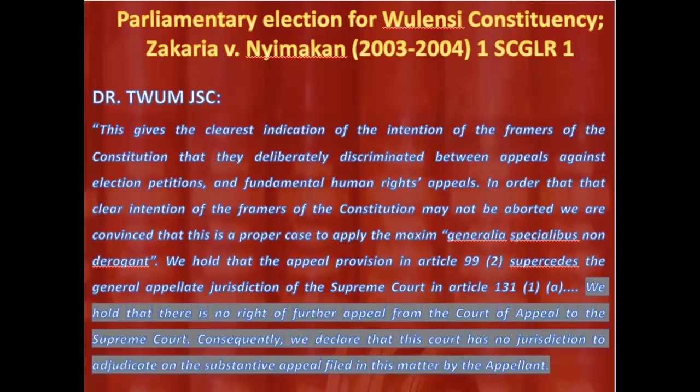We have also taken a look at Article 99 of the Constitution that provides that in parliamentary election petitions, the court that has jurisdiction is the High Court. And an appeal from the High Court in respect of a parliamentary election petition shall lie to the Court of Appeal with no further right to the Supreme Court. And this is supported by the case of In re Parliamentary Election for Woodlands Constituency, Zachariah versus Nimakine, 2003-2004, 1 Supreme Court of Ghana Law Report at page 1. Now, the next thing is to look at the timelines for bringing presidential election petitions and parliamentary election petitions.